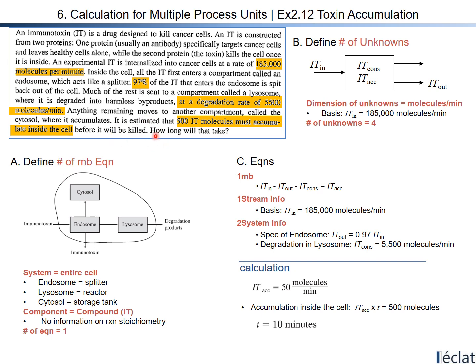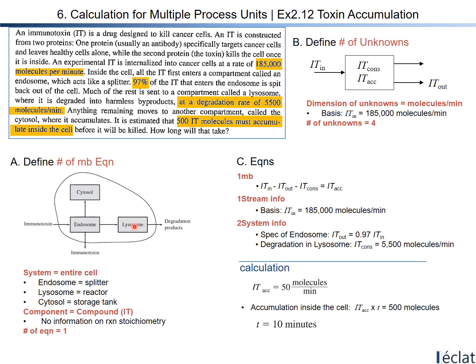And how long will that take? That is the question. So right now we have already drawn a block flow diagram: endosome, cytosol, lysosome. Immunotoxin is introduced into the endosome, and some portion of immunotoxin is going out of the endosome, and also the degradation product is going out of the cell from the lysosome.